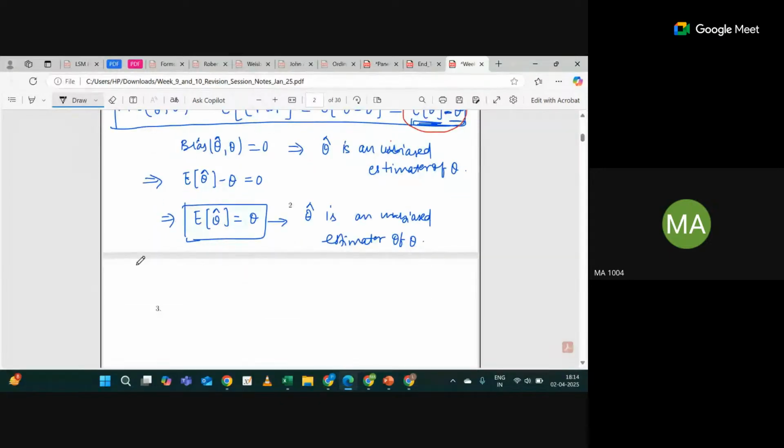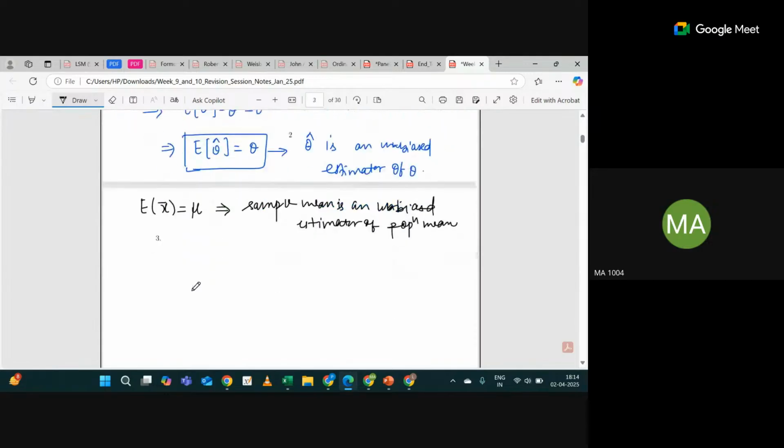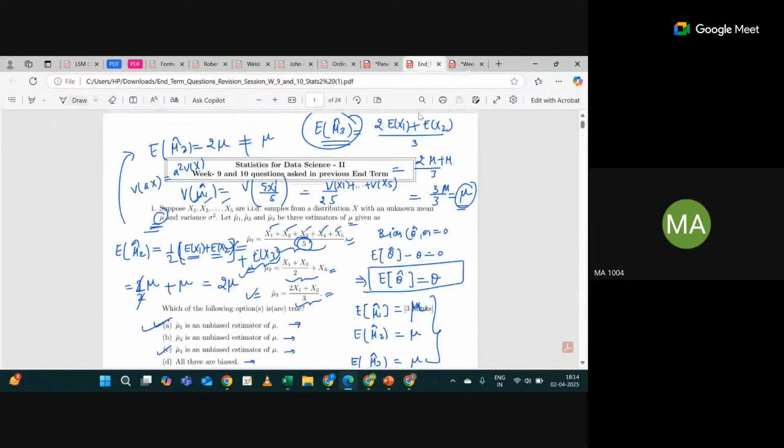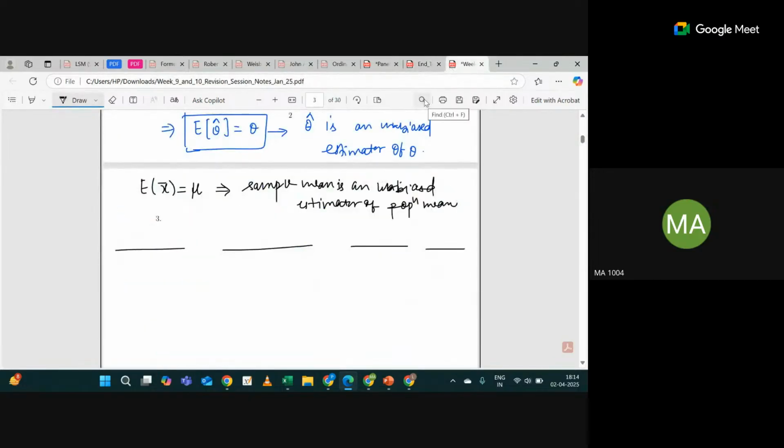So we have already seen that expected value of x bar is equal to mu. This means the sample mean is an unbiased estimator of the population mean. When I talk about the population mean, I mean the distribution mean, the distribution from which you have drawn your samples. Is this clear? Great. We will see some questions. I have collected some questions regarding this, so we will see that part.